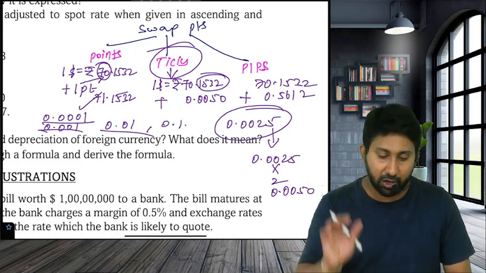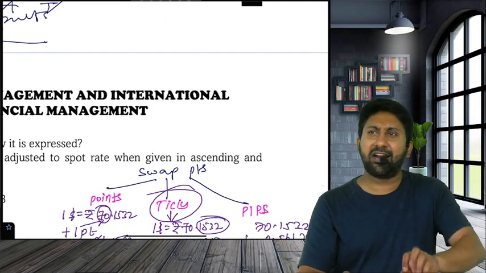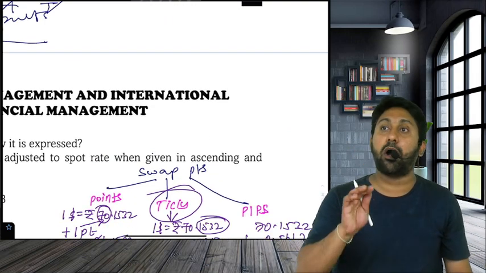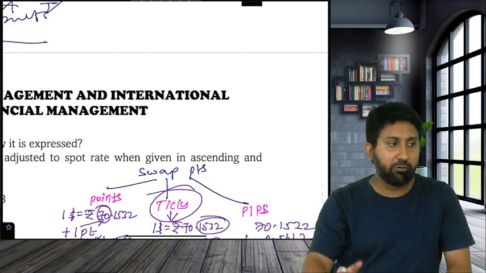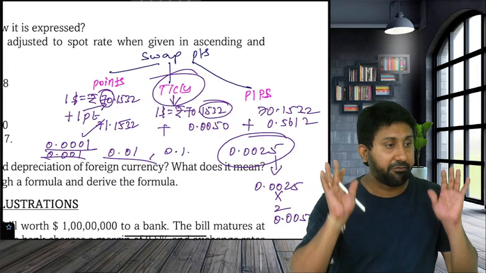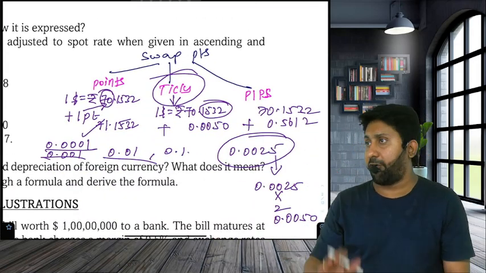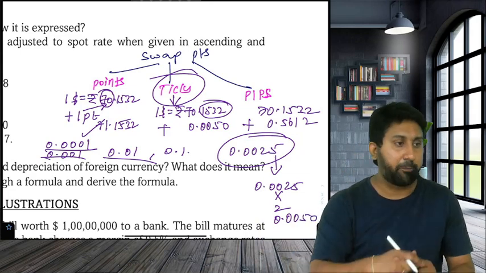Okay, these are all the swap points adjustments. Sometimes in the question the forward rate will be given directly. Those are called outright forwards. Outrightly they will give the forward rate. These are called adjusted forwards. Adjusted forwards means what? Spot rates will be given, and we will adjust the swap points to them.